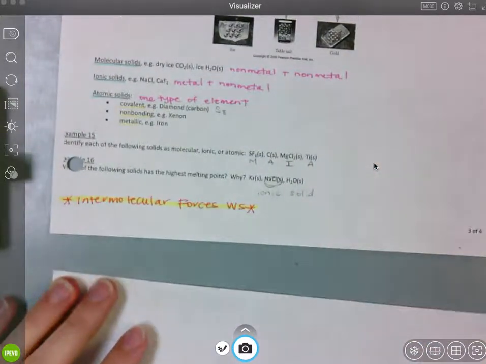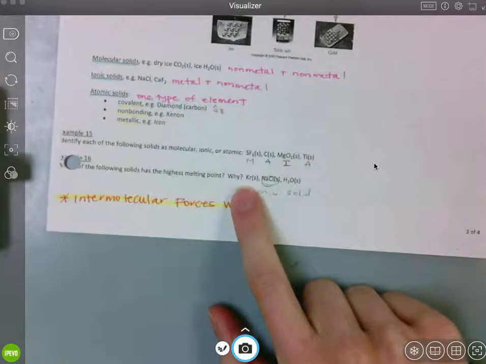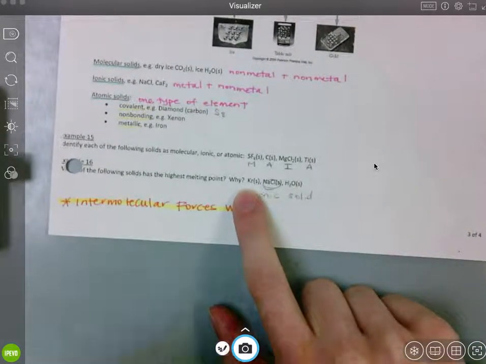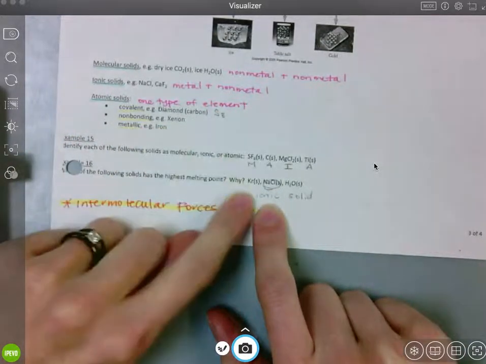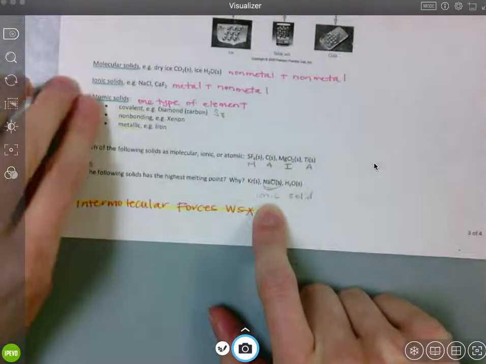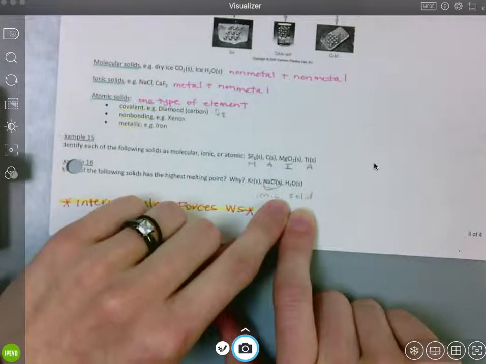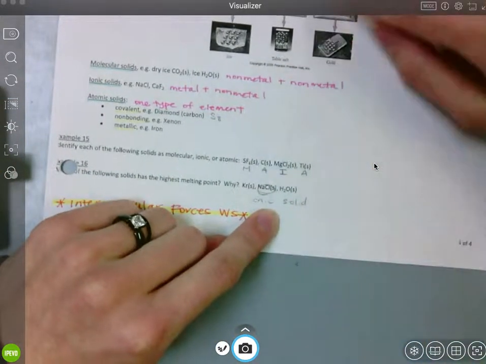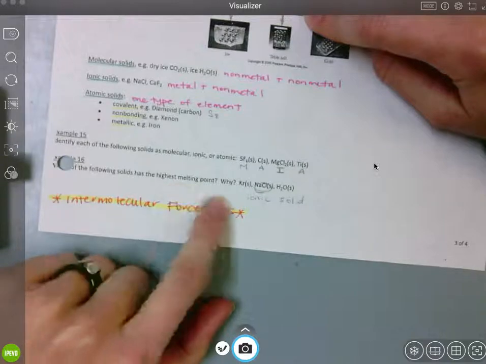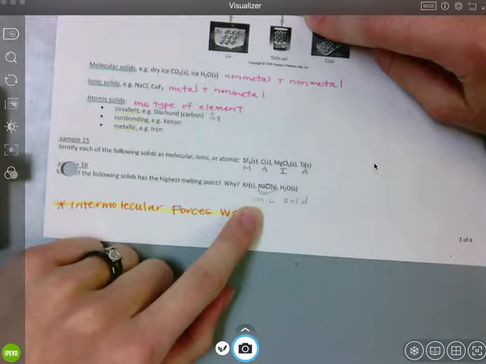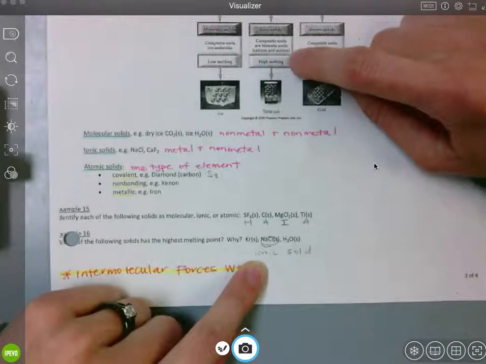Number 16, which of the following solids has the highest melting point? Why? So krypton solid, that is an atomic non-bonding solid. Sodium chloride, so salt, is a metal and a nonmetal, so that's an ionic solid. And then we have hydrogen and oxygen, so that's nonmetal, nonmetal. Ionic solids have really high melting points. So that is why sodium chloride is your answer there. It's an ionic solid. They have really high melting points.